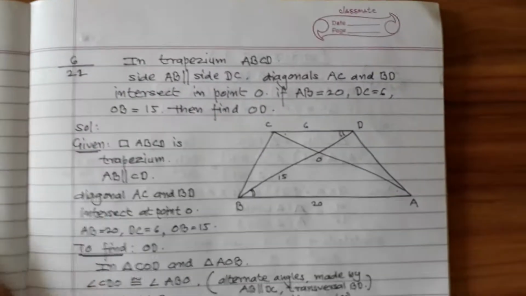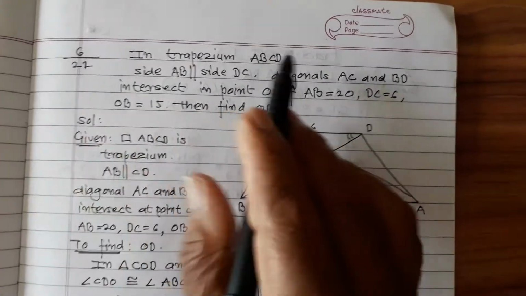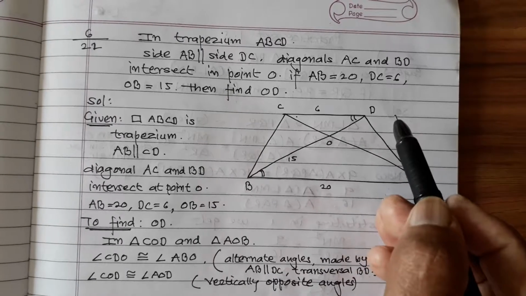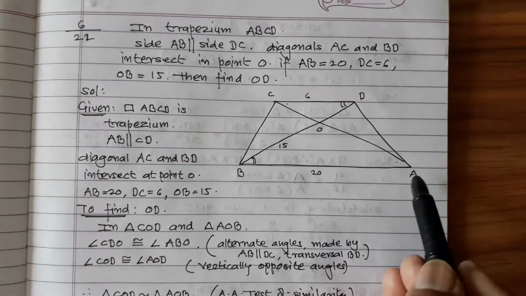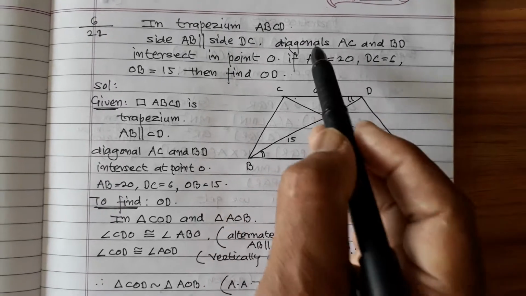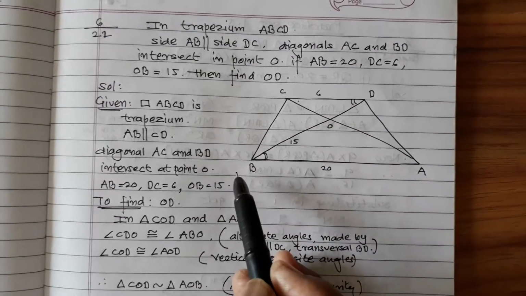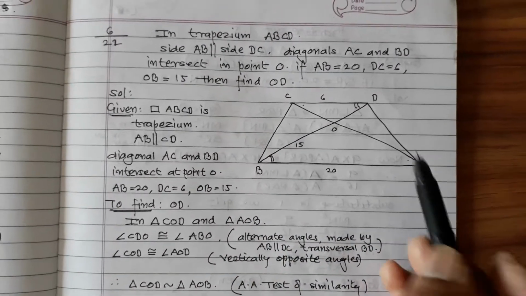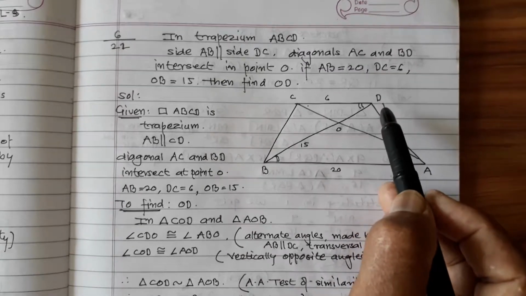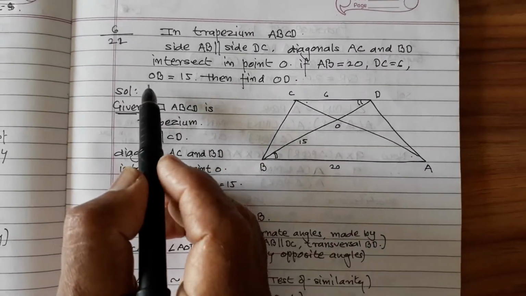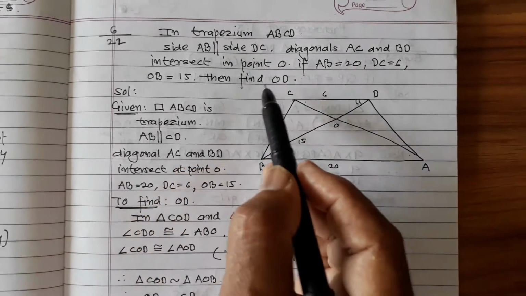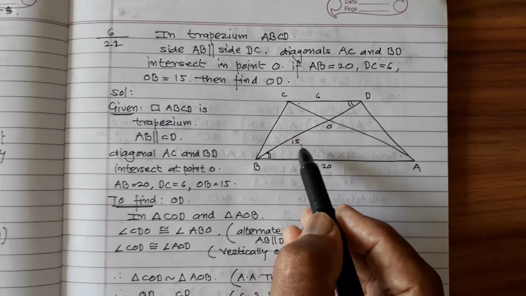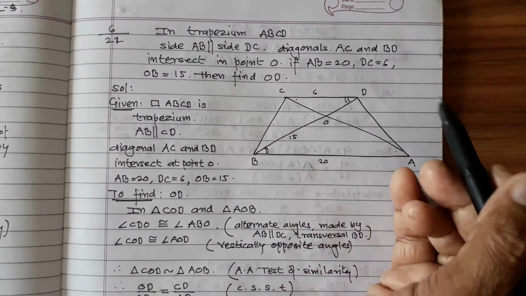Question number 6, page number 22. In trapezium ABCD, this is a trapezium ABCD. Side AB parallel to side DC, diagonal AC and diagonal BD intersect in point O. If AB is equal to 20 and DC is equal to 6, given, and OB is equal to 15, then find OD. OB is this, equal to 15, given. Now you want this. Okay, solution.